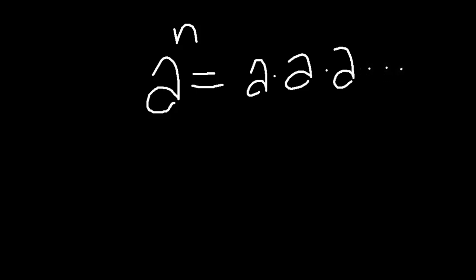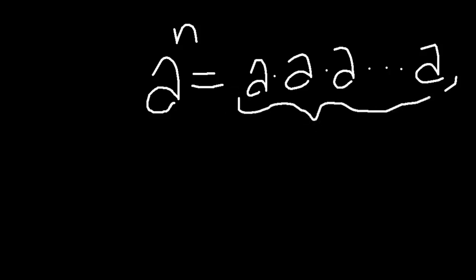Okay, so if we have some integer a to the power of n, as we call it, what that's going to be is a times a times a times a, and so forth. And we're pretty much going to multiply a by itself whatever number of times n is.